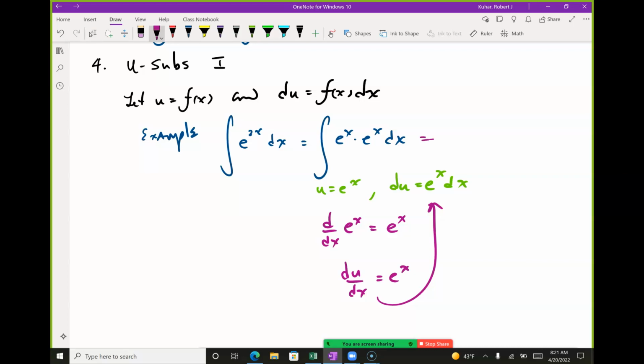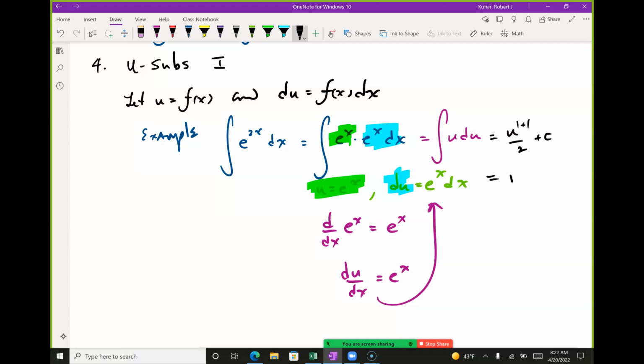But now I make my sub. What do I have? I have the integral of u du. Do you see that? The green is u, and the blue is du. And now I'm back to step 2, level 2, power rule. This is u to the first power, so it's u to the 1 plus 1 all over 2 plus c. So that's u squared over 2 plus c, but u was e to the x. And you see I get e to the 2x over 2 plus c.